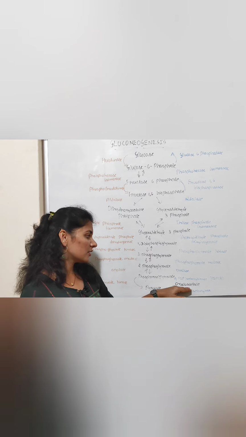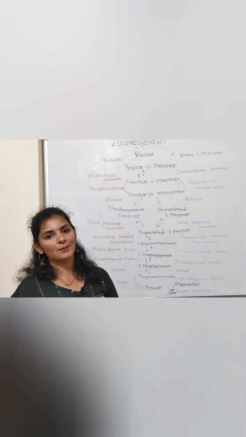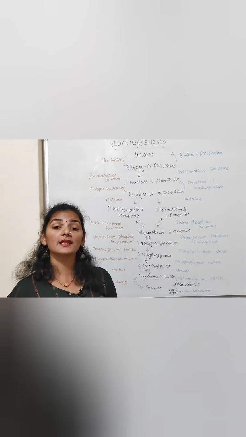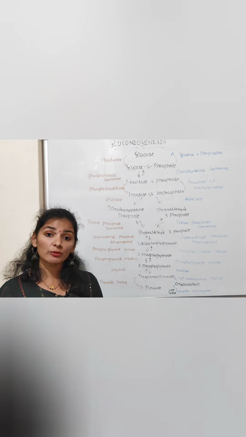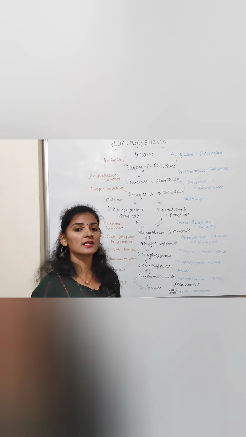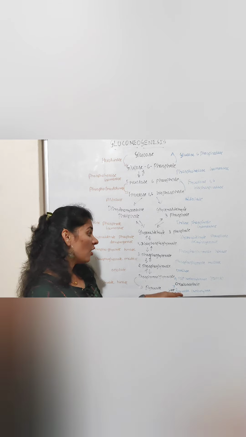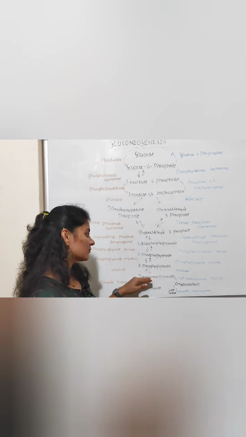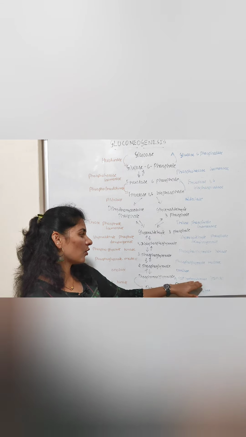Later, in the mitochondria, this oxaloacetate is converted into malate in the presence of an enzyme known as malate dehydrogenase. In the next step, malate exits the mitochondria and enters the cytoplasm, where it will be converted into oxaloacetate in the presence of an enzyme known as malate dehydrogenase. Later, oxaloacetate is converted into phosphoenol pyruvate in the presence of an enzyme known as phosphoenol pyruvate carboxykinase.